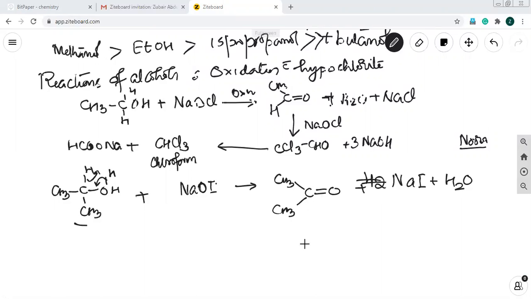Now let us do again NaOI. I'm repeating the same reaction with NaOI. See here. So what will happen? Now here what happens is only one of the CH3 groups.